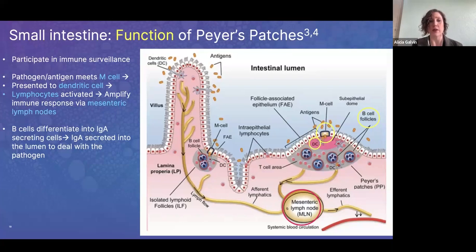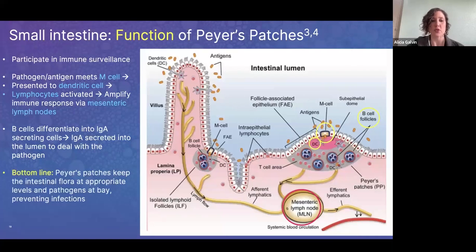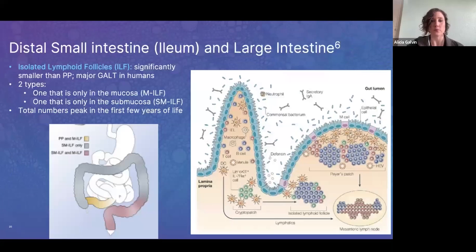So let's say you have some compromise in the function of secretory IgA. You've kind of lost the signaling soldier who's there to essentially protect and regulate this immune response. So this is how, when we talk about gut health, it factors into immune system dysregulation. So basically the bottom line here is that these Peyer's patches are keeping our intestinal bacteria and our intestinal flora at appropriate levels, and also preventing any sort of infection.